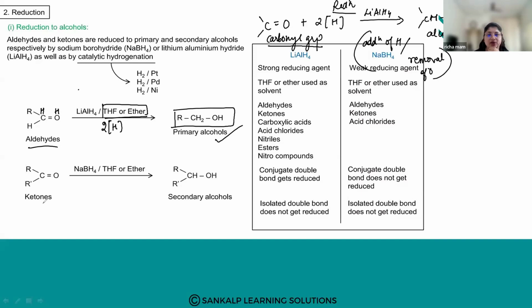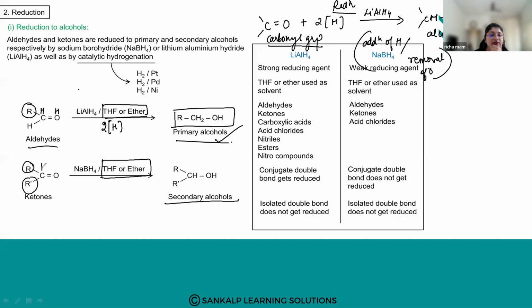Secondly, when we have a ketone, both are R groups, whereas in aldehydes one is an R group and another is a hydrogen. Now, when a ketone reacts with sodium borohydride, or you can take lithium aluminum hydride, in the presence of tetrahydrofuran or ether, you are going to get a secondary alcohol.